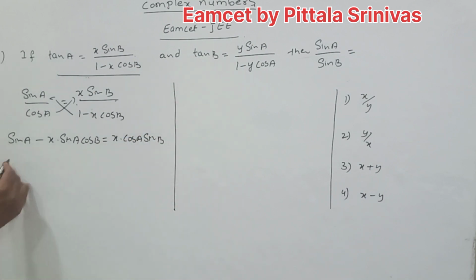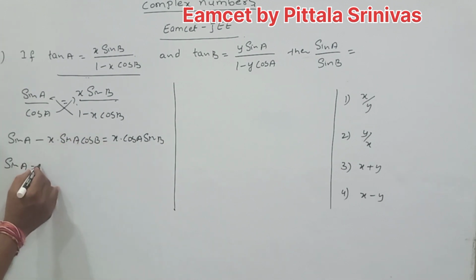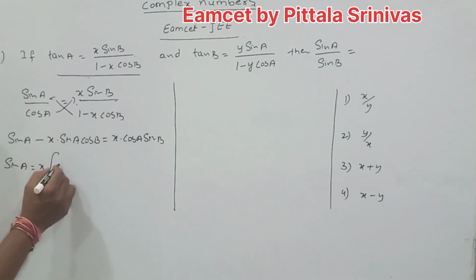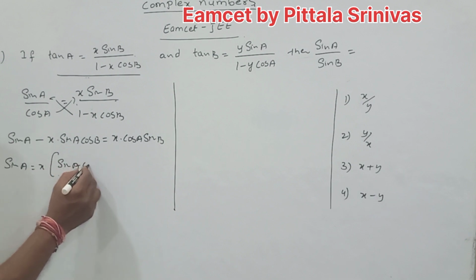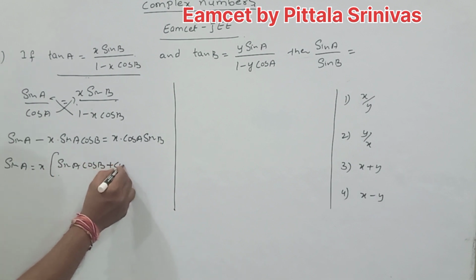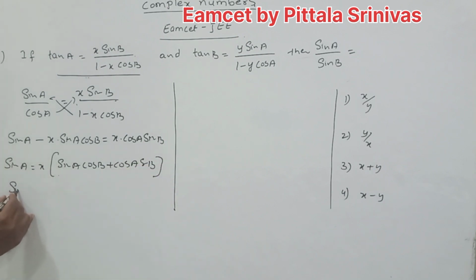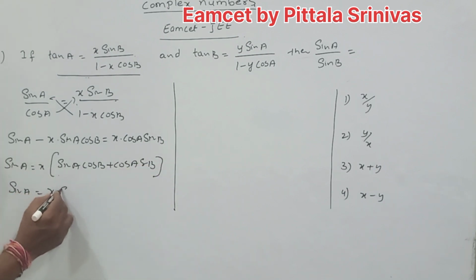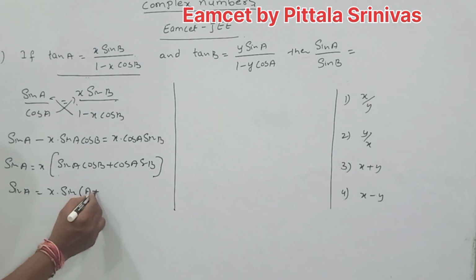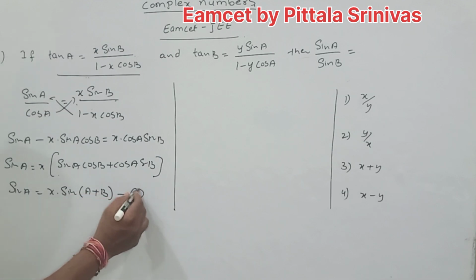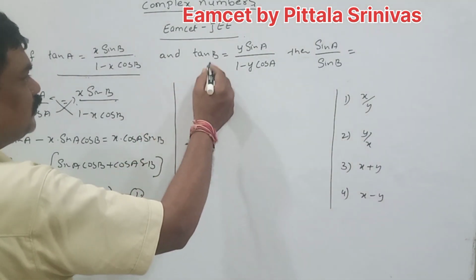Okay, all of you. So here sin A is equal to, you take this to this side and x common, this is sin A cos b plus cos A sin b. Then sin A is equal to x into sin of (A plus b). Equation 1.